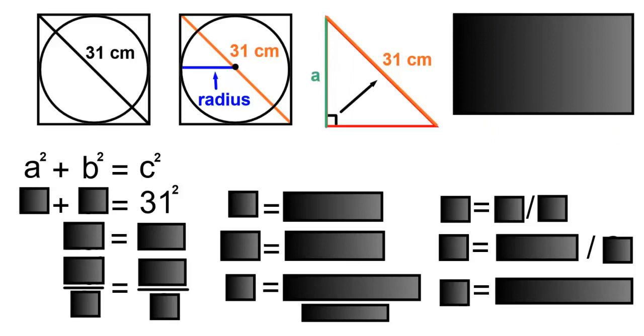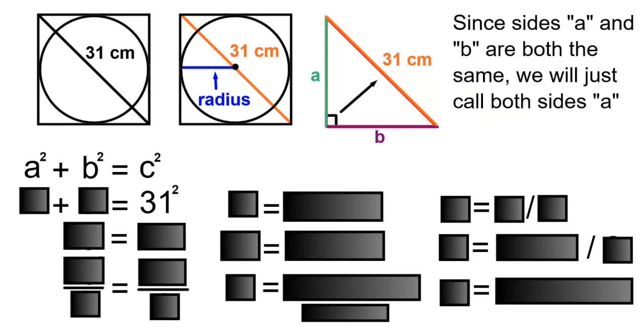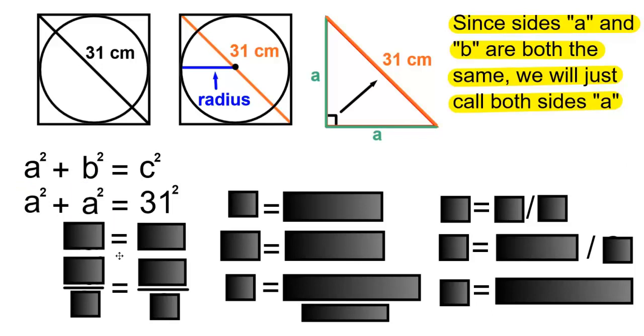We'll call this side a, and we'll call the bottom b. Since sides a and b are both the same, we will just call both sides a. They are both the same because this is a square, so sides a and b will be exactly the same. So this can be a squared plus a squared is equal to 31 squared.